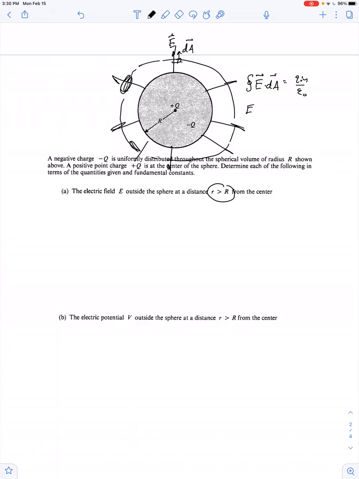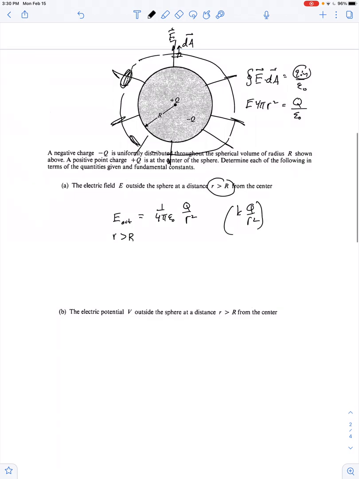The whole left side becomes E times 4 pi r squared. And then how much charge is inside? Well, all of the charge of the sphere lies within that Gaussian surface, so we can replace Q in with the full value of Q. And so we just get that at points outside, in other words, for r, lowercase r greater than capital R, E is just equal to 1 over 4 pi epsilon naught Q over r squared, which is the same thing as kQ over r squared.